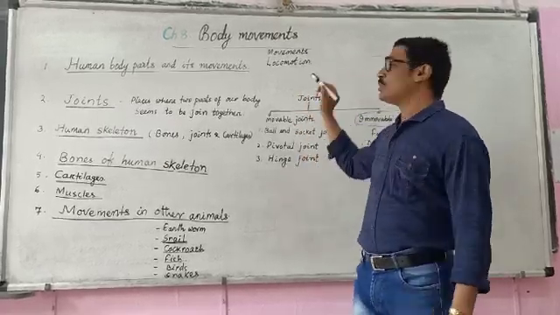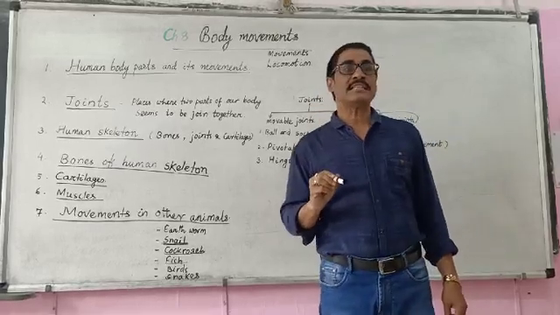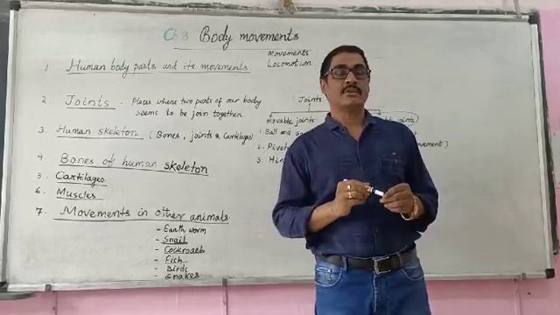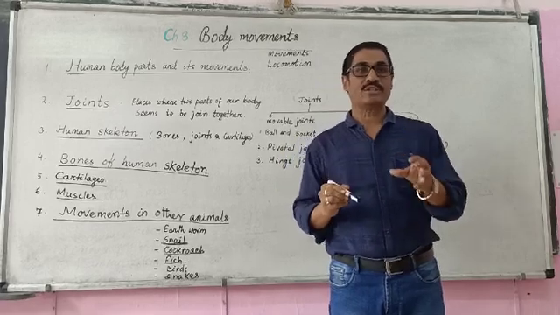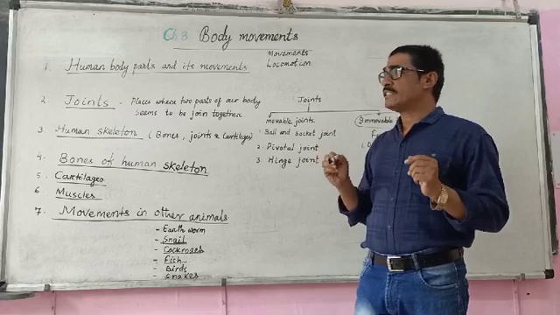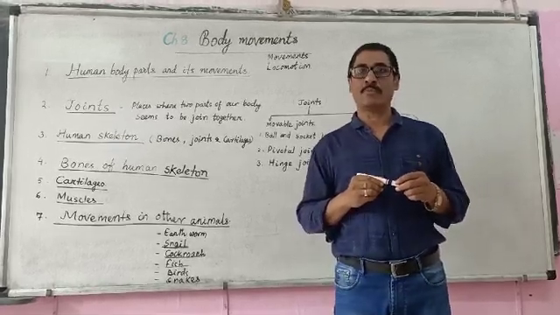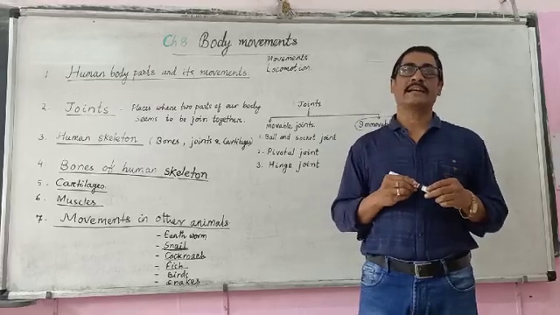And locomotion is different from movement. Locomotion is the change of place of an organism from one position to another position. So locomotion is only seen in animals. Plants have no locomotion. Of course, plants show growth related movements.